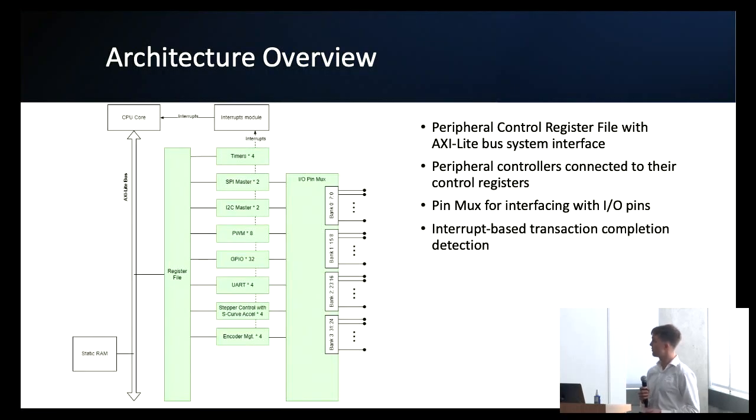From an architectural overview, the key component here is the peripheral control register file. Basically, one block having all the control registers that you would need for the corresponding modules that are directly connected to it. There's a pin box that interfaces between the inputs and outputs of the modules and the I/O pins of the chip. And there's interrupt-based transaction completion detection, so there's a dedicated system interrupt included.